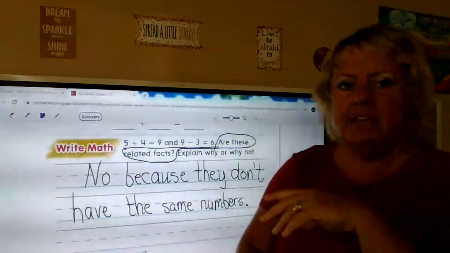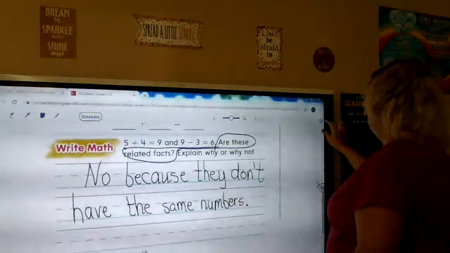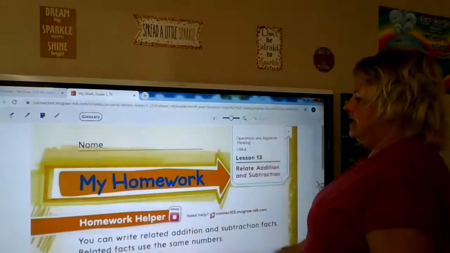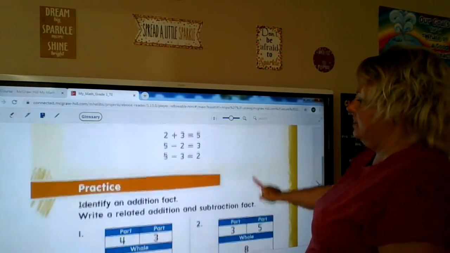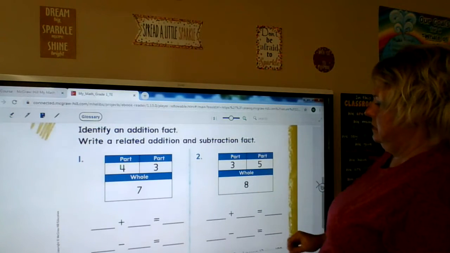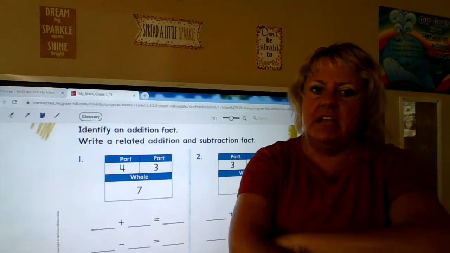Okay, pause me and get that written. And then when you're done, you can unpause me, and we will be ready for the next page, my homework page, which we'll do this front side together.